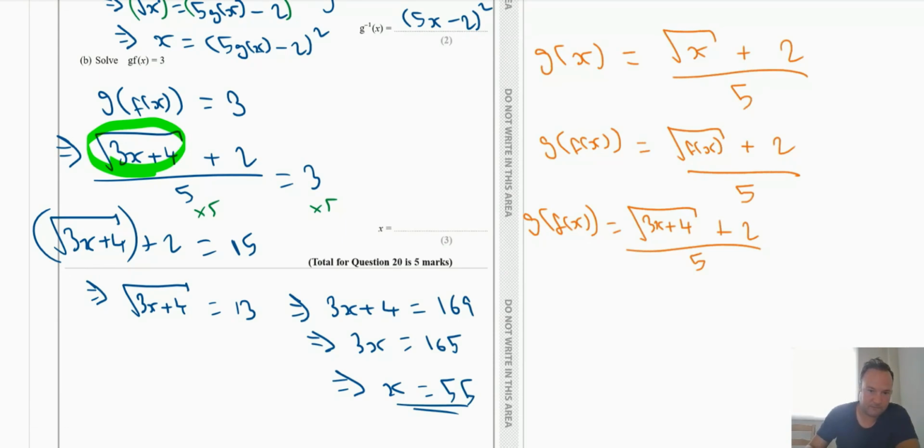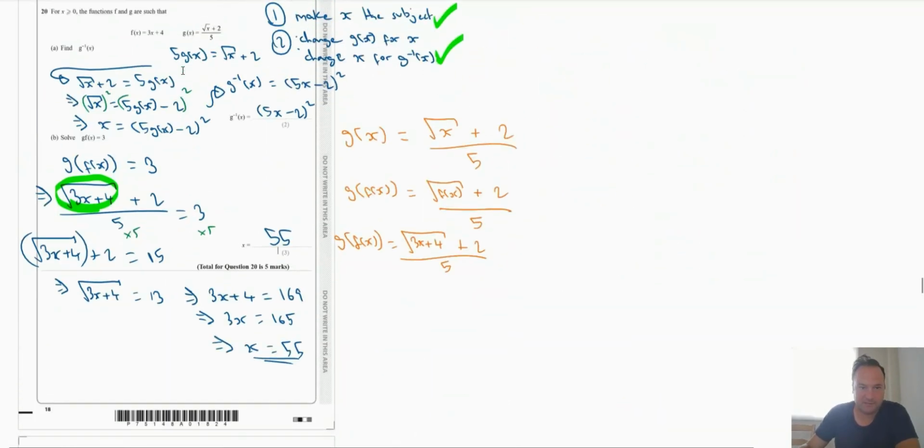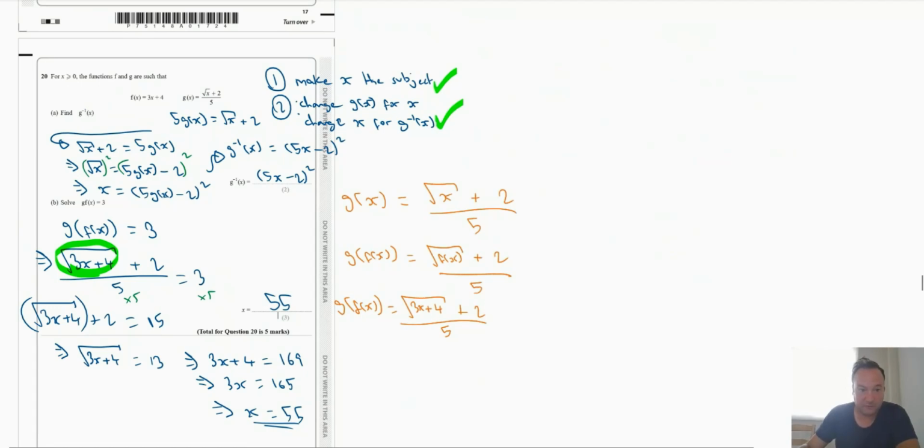53, 55. Just have to be careful about doing arithmetic. And that's it. X is 55, 3 marks. So, lots of working out required. Personally, I think this should have been worth more than 3 marks because there's a lot of working out required. But nevertheless, we want to make sure that we get to the very end and get the solution that we wanted.